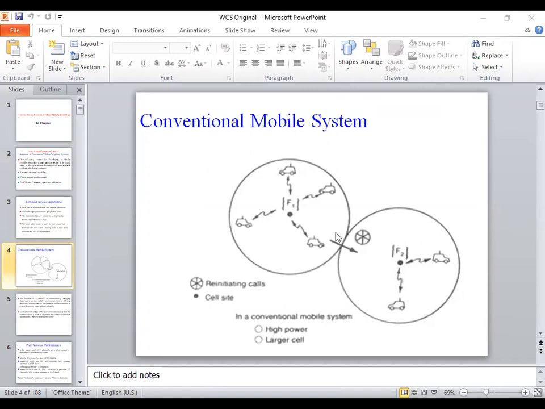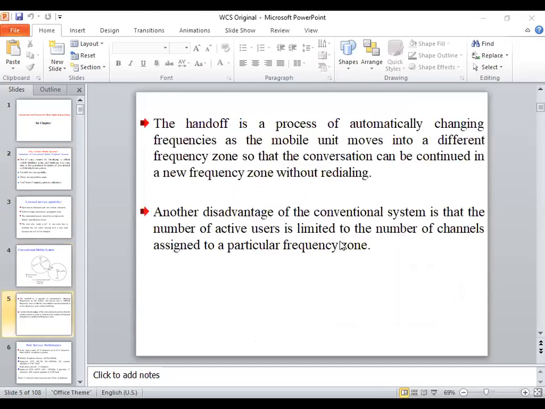In the conventional mobile system, we use high power and a larger cell. This is the one cell, having the high power. Next is here. So this is the disadvantage, the number of channels.